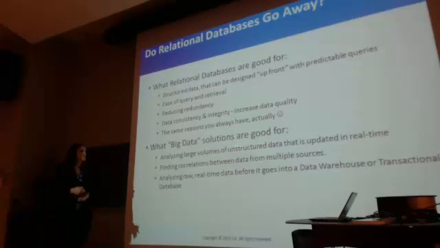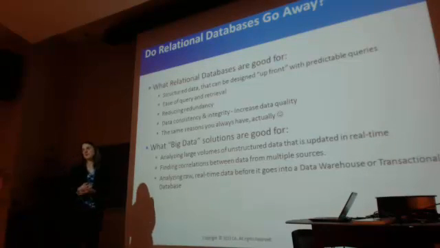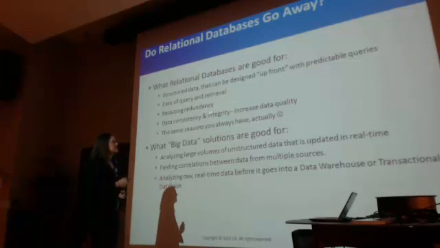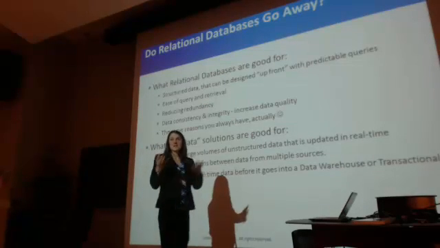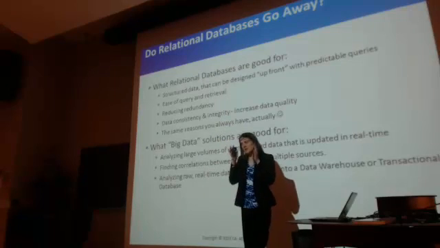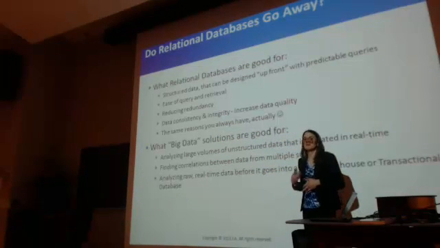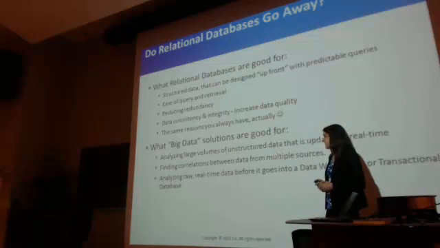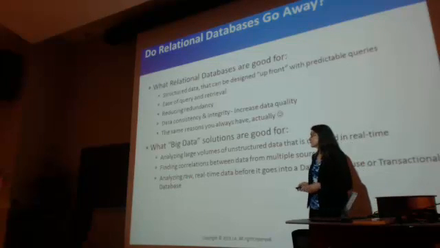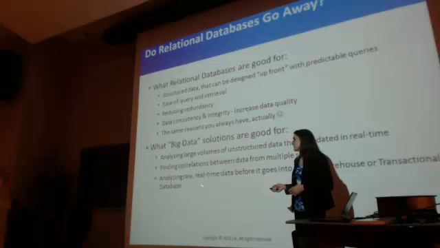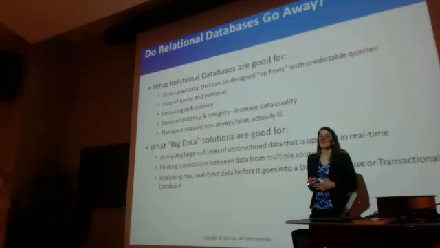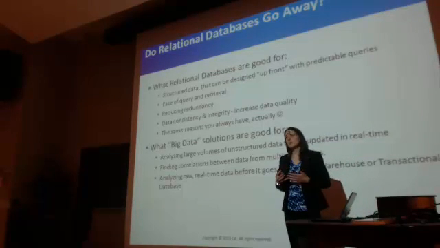What big data solutions are good for is analyzing large volumes of unstructured data that are updated in real time, and finding correlations between data from multiple sources. That's what relational databases are not good at, seeing the correlation of the patterns. If you know the answer to the question before you start, think relational database. If you're trying to find correlations and patterns, big data is good for that. And often, I'll talk about some use cases, it's analyzing this real-time data before you put it in more of a traditional data warehouse. So they can work very well together.